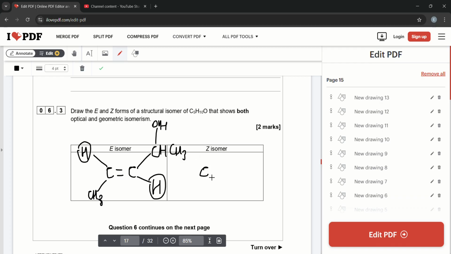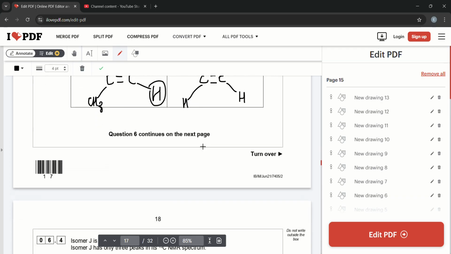So exact same thing, C double bond C. But in this case, we'll have the hydrogen here, we'll have the CH3 here, and then we'll have the CH3 OH here. So C double bond CH, CH3, CH3 there, and then the CH3, C double bond CHH, CH3 OH. That's the end of question 6.3.